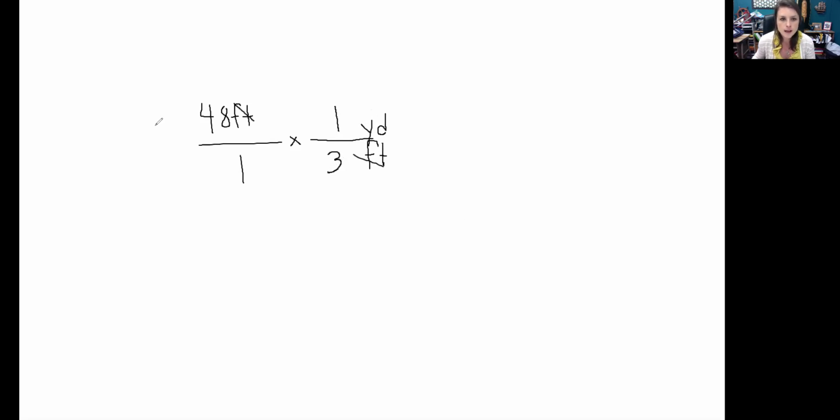Okay, so now I'm going to multiply 48 times 1 equals 48, and 1 times 3 is 3. So 48 over 3, remember this line means division, or you could look at it as an improper fraction. 48 divided by 3, I could do it in my head. 3 goes into 4 one time with 1 left over. 3 into 18 is 6. So 16 yards.